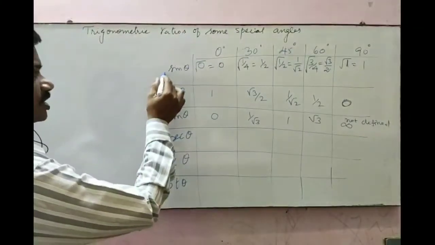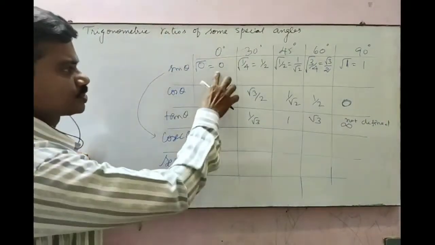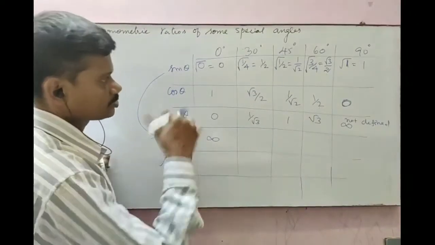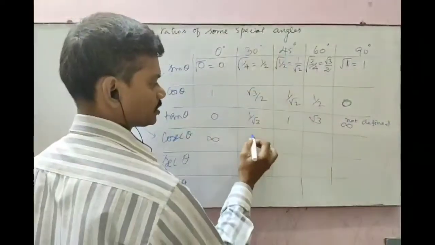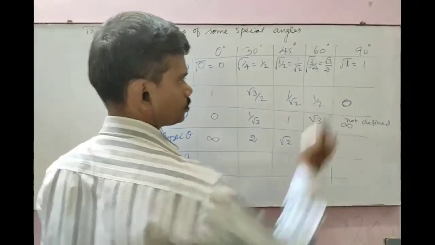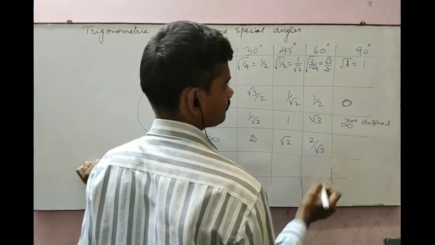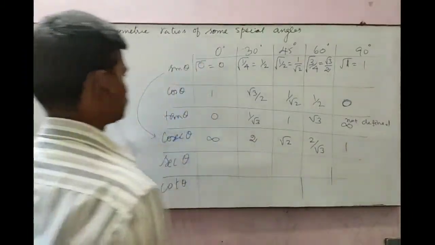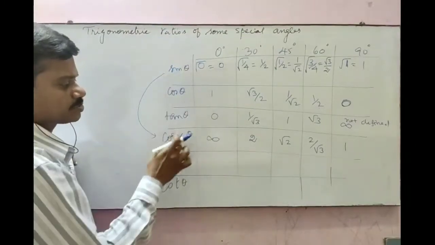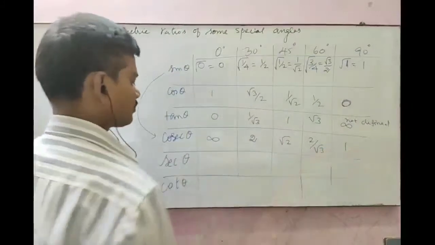Then the reciprocal of sine is cosecant. If you know the sine value, you can take the reciprocal. 0. What is the reciprocal of 0? Which is not defined. You cannot take the reciprocal of 0. 1 by 2 reciprocal is 2 by 1. 1 by root 2 reciprocal is root 2 by 1, that is root 2. If you take the reciprocal of root 3 by 2, here 2 by root 3. 1's reciprocal is 1. So for reciprocal ratios, just the reciprocal of sin is cosecant. Like that, if you take the reciprocal of all the values here, you will get the answer for cosecant.